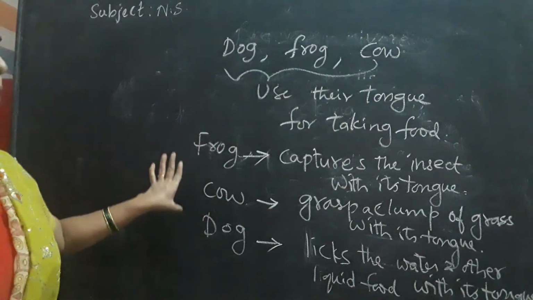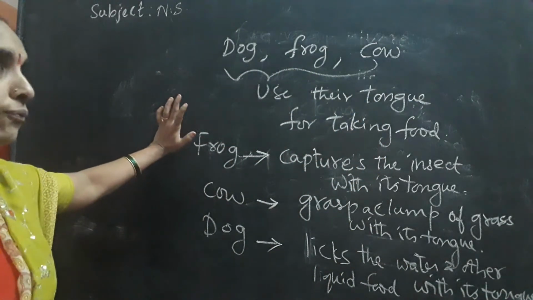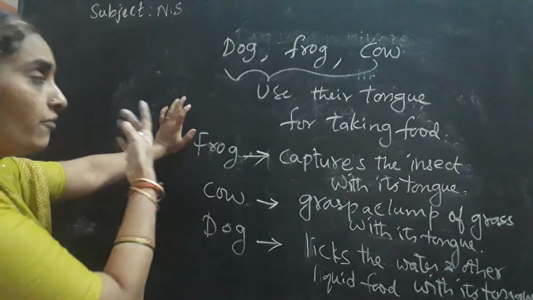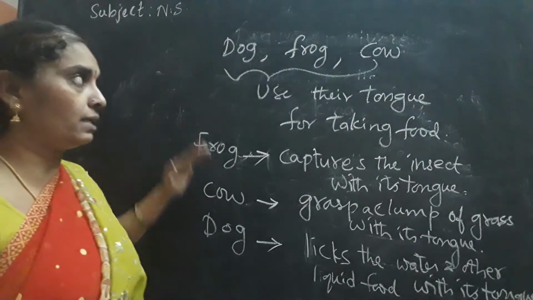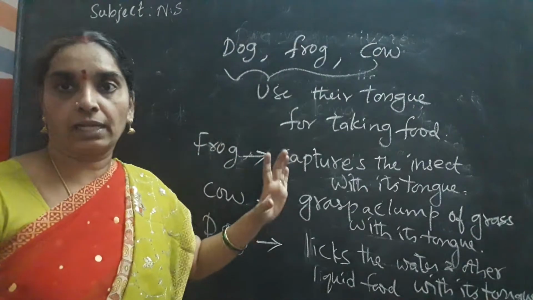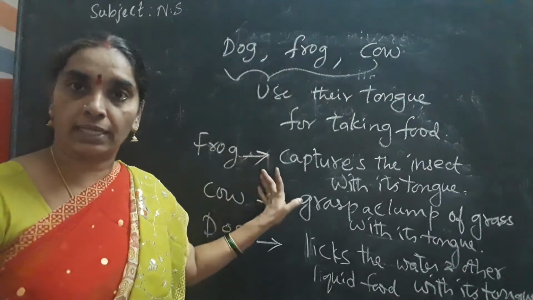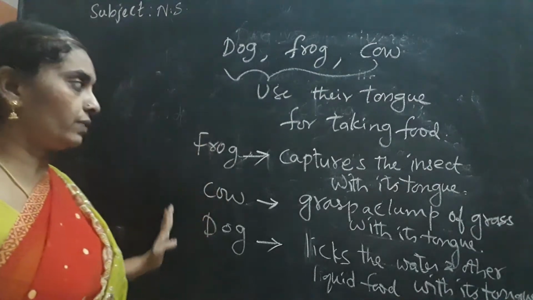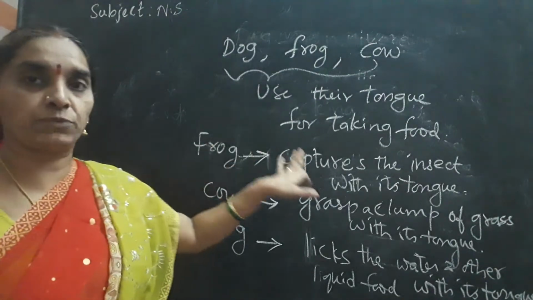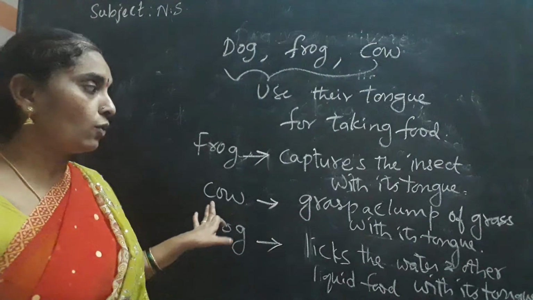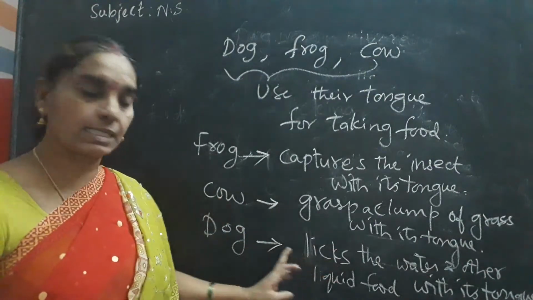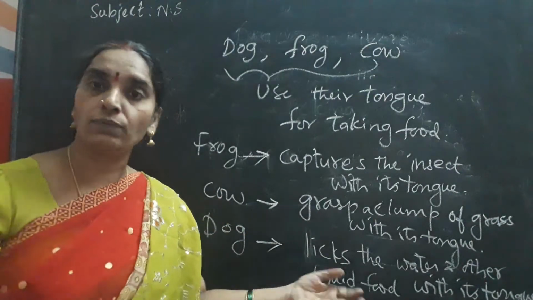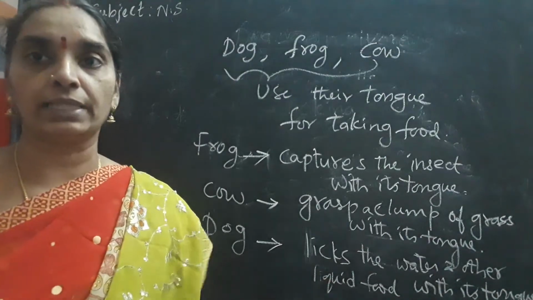Okay, this is about the different ways in which the different animals use their tongue. All these three animals use their tongue, but the process of taking their food is different. The frog uses its tongue to capture the insect, the cow grasps a clump of grass with its tongue, and the dog licks only the water and other liquid foods with its tongue.